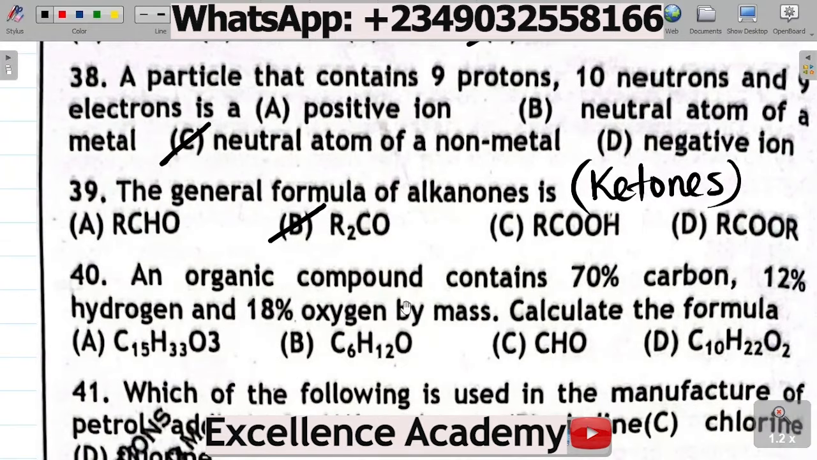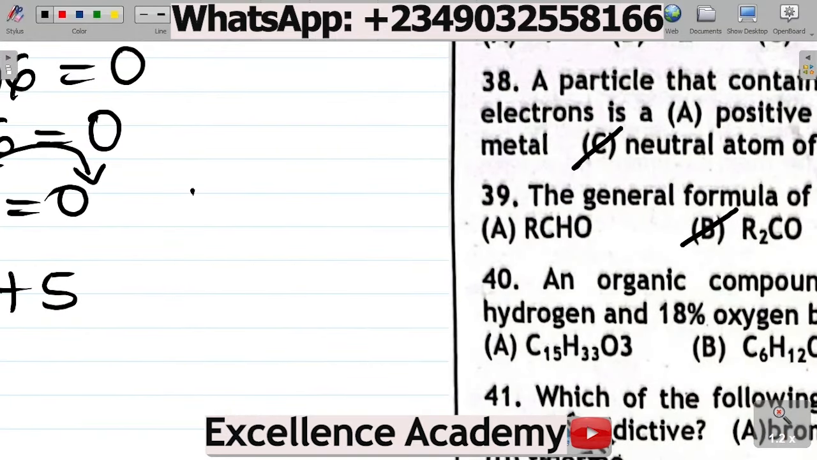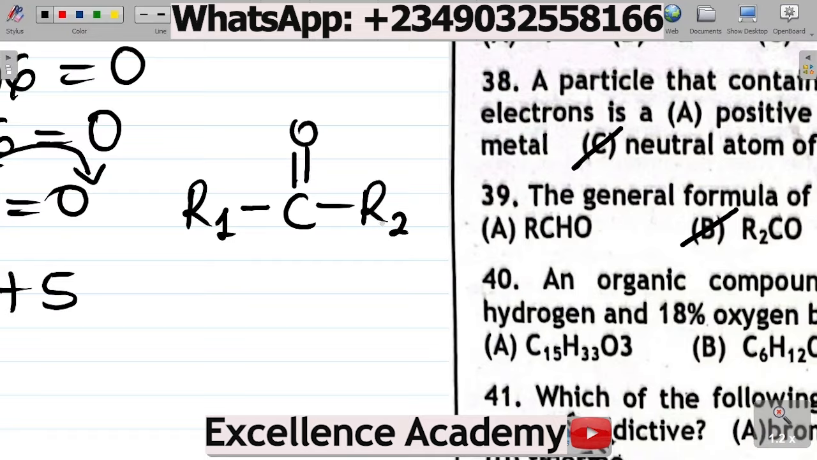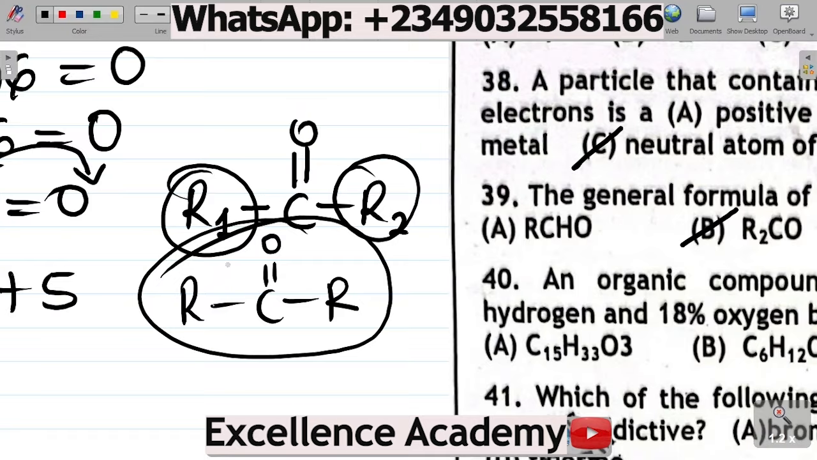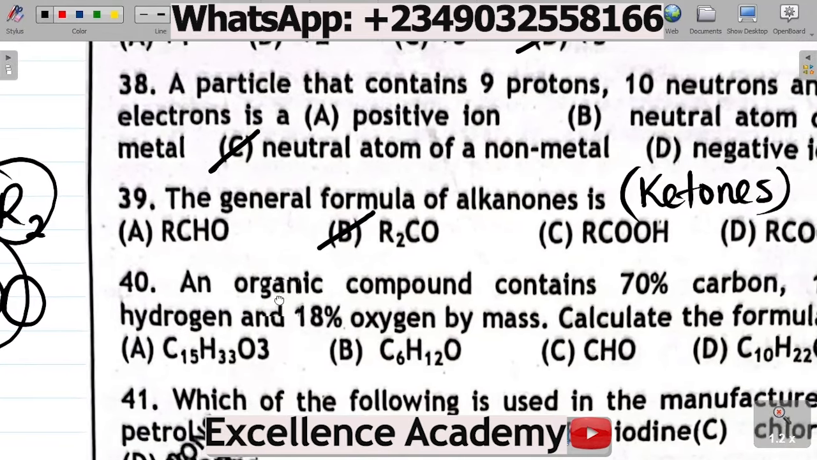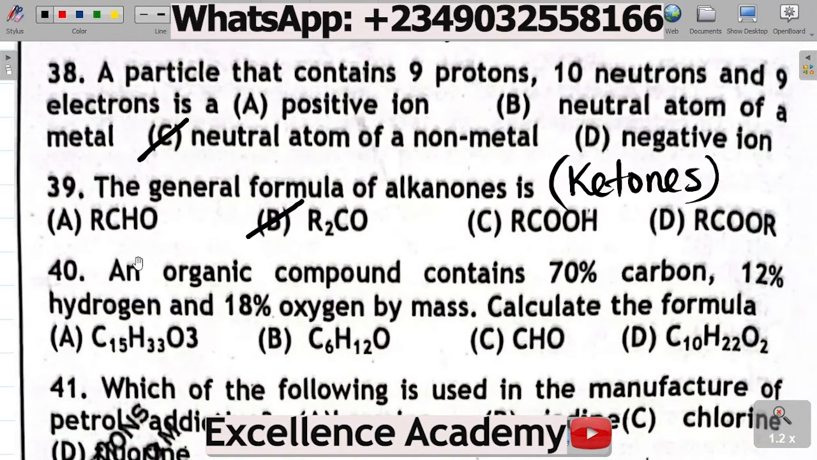The structure is something like this for the ketone. Let's say R1, single bonded to carbon, double bonded to oxygen, and then the second one, R2. But sometimes you can combine these to give you R, C double bonded upwards to O, and then R. If you write this in condensed form, you have R2, that's this and this one here, you have C and then O. So that's how we got R2CO. So that's it. Next up, or finally, question number 40.